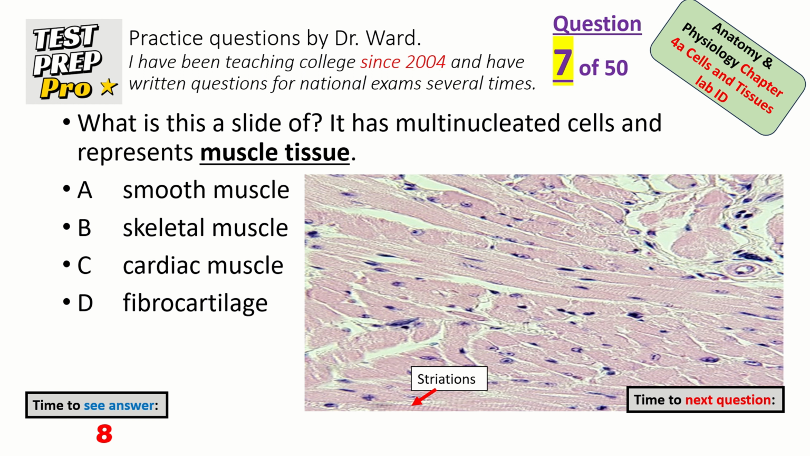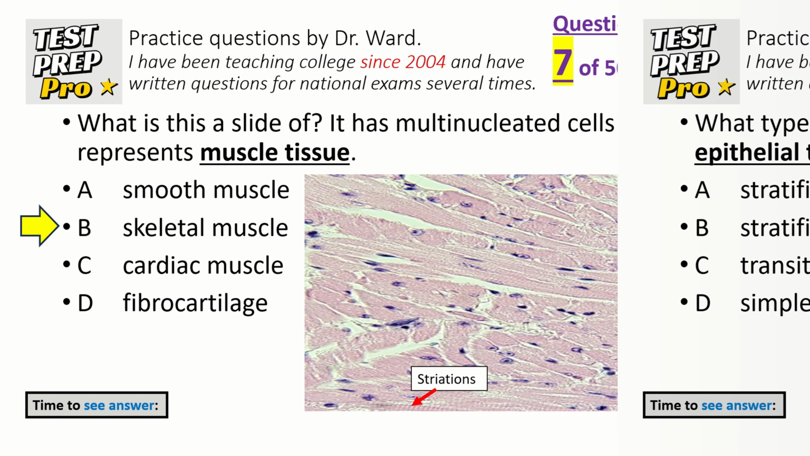What is this a slide of? It has multinucleated cells and represents muscle tissue. It's skeletal muscle, and the multinucleated cells are a giveaway that it's that.